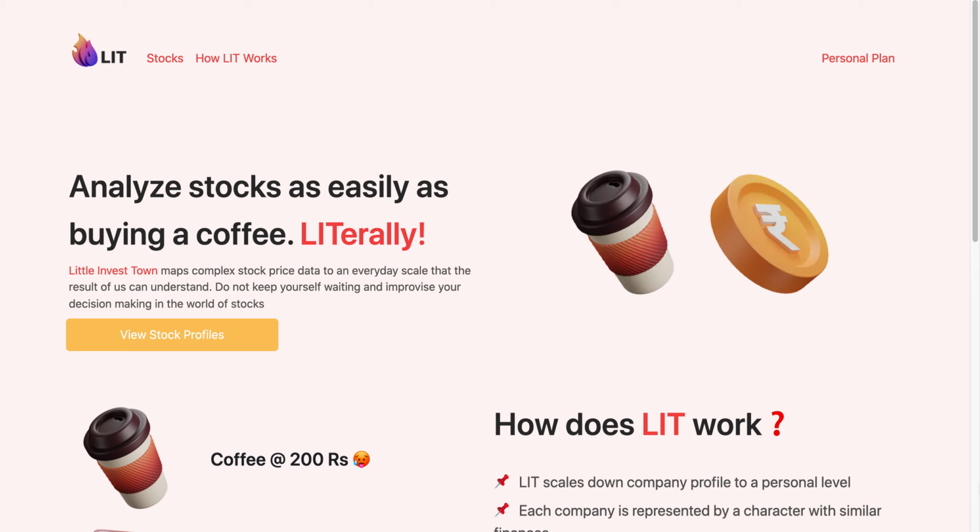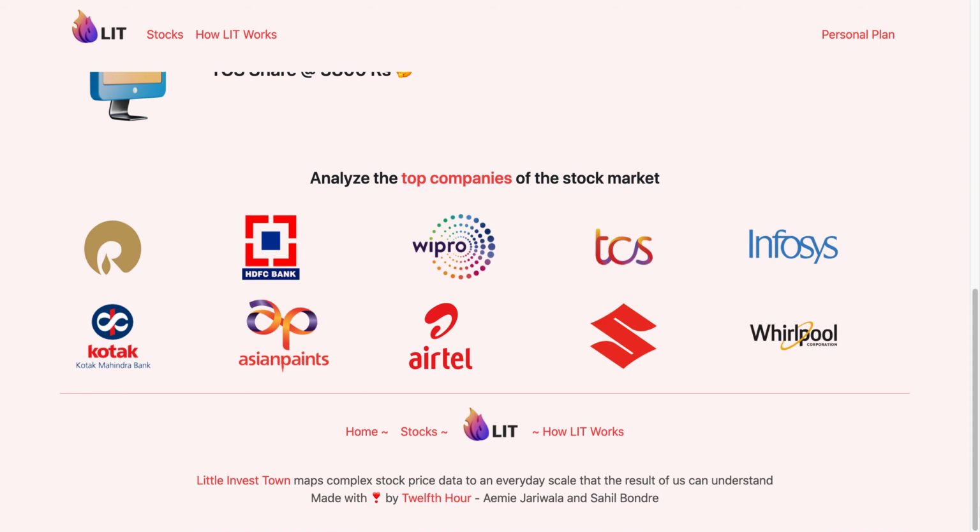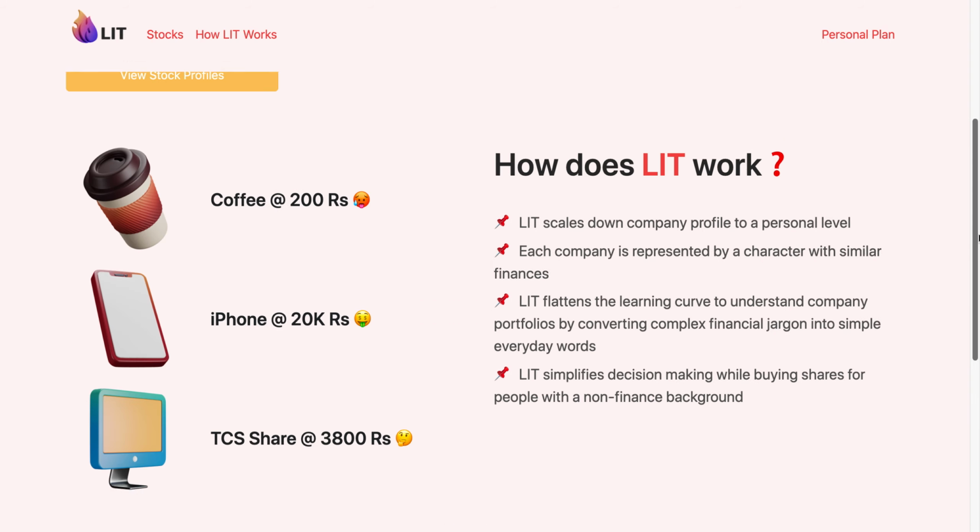When we look at an avatar profile, we can conclude whether he or she is a good candidate to trust or invest in, which further maps to whether this particular company is good or bad to invest in. You do not need any prior financial knowledge to understand the balance sheet, income sheet, etc. This is a landing page which covers how it works.